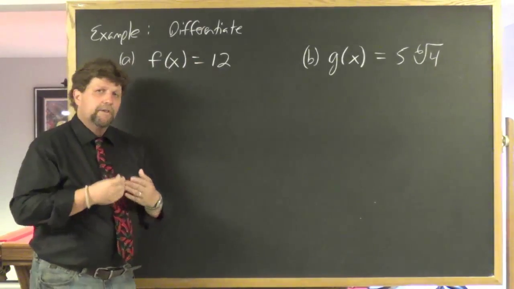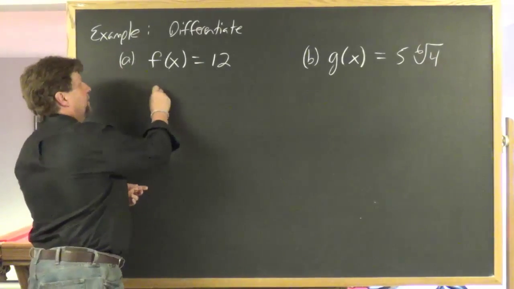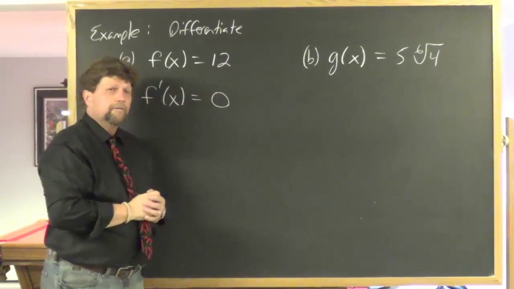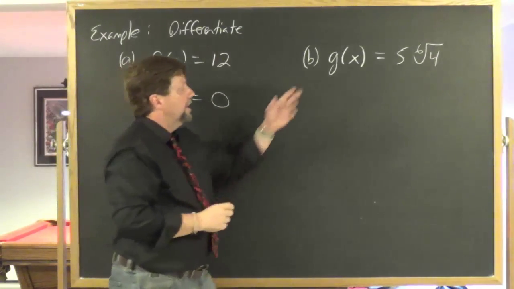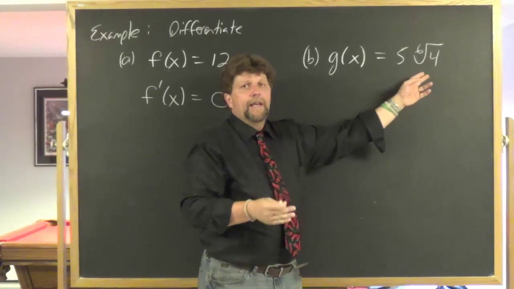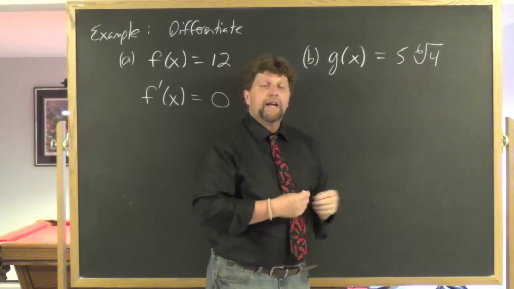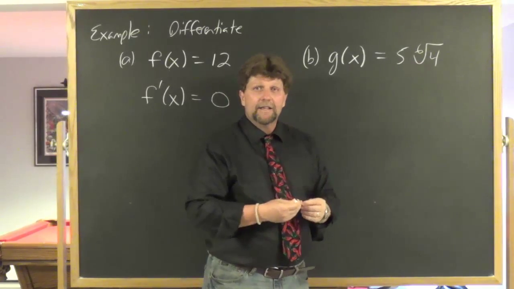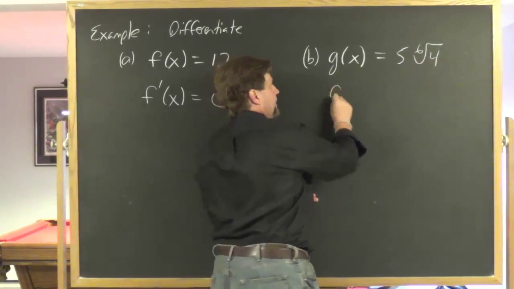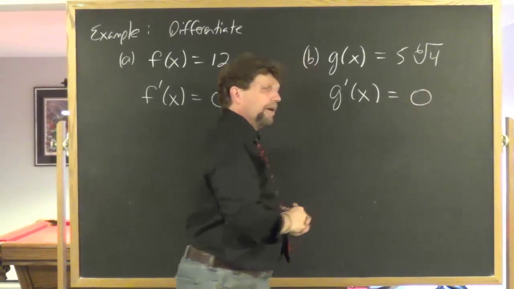In both parts, this is so friendly, 12 is a constant. So the derivative is 0. So for part A, derivative is 0. Part B, I have no idea what the 6th root of 4 is, nor do I care what it is. I just know that it's some number. It's a constant. 5 times that constant is still a constant. Derivative of a constant is 0. So part B, we have g prime of x is equal to 0.